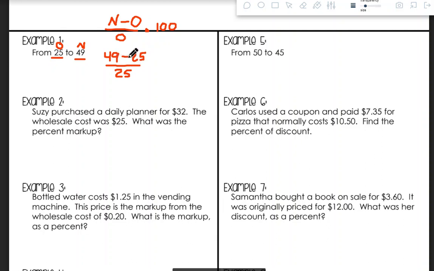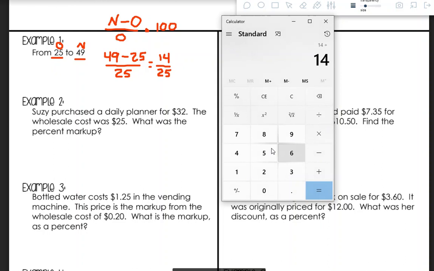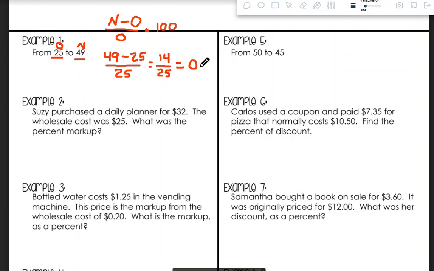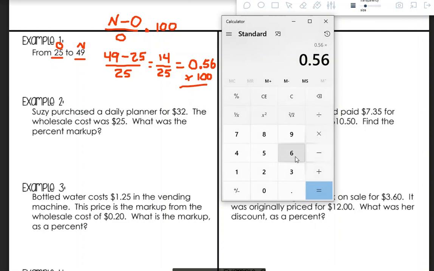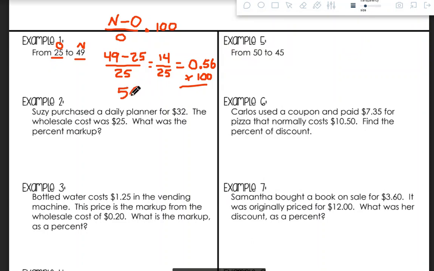All right? So 49 minus 25 is 24. So that gives me 24. So then it'll be 24 divided by 25. Okay, so that is not a percent yet, that is a decimal. So to change a decimal to a percent, I got to times this by 100. All right, so I times that by 100, and I can just do that in my calculator while it's still in there, times 100, and that gives me 56. So this would be 56%. So remember, new minus old divided by old.